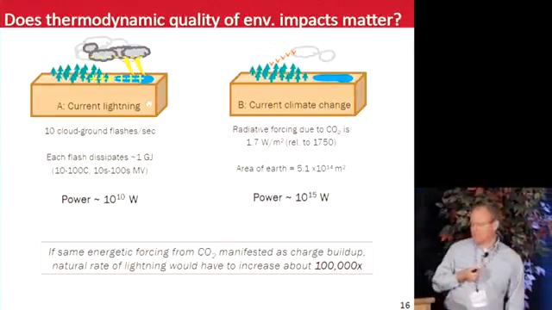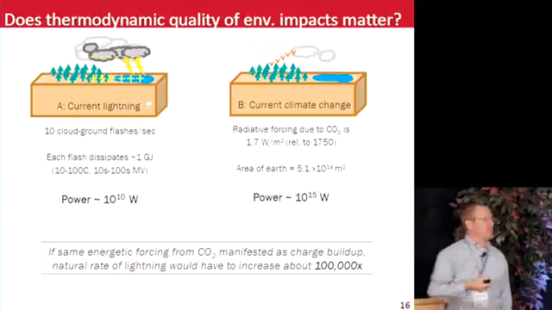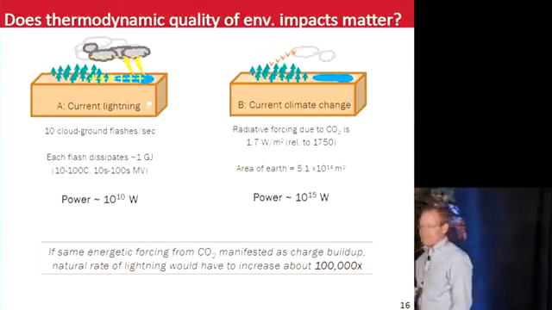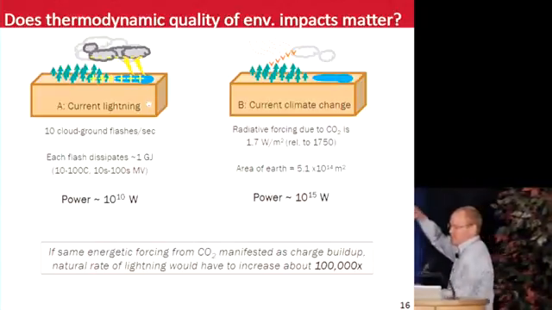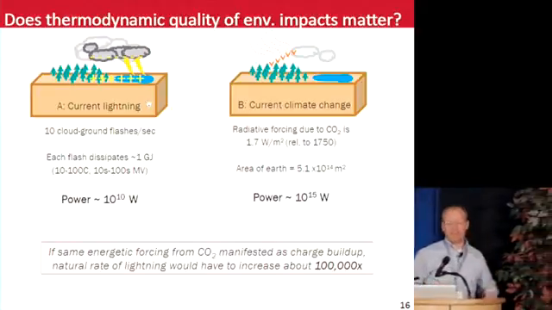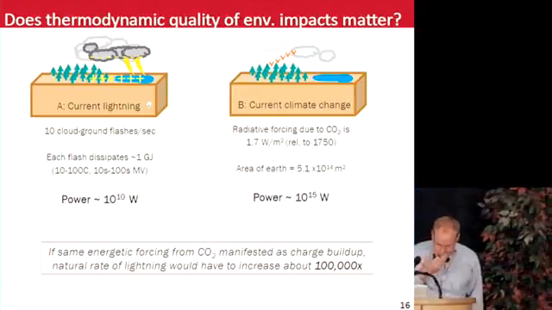Each flash dissipates on the order of 1 gigajoule, so if we say 10 per second times 1 gigajoule is 10 to the 10th watts. Fun, right? So that's effectively the amount of electric potential that's being dissipated or equilibrated at all times on the planet on average.